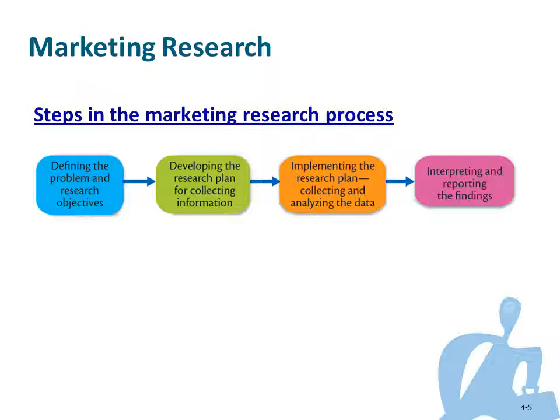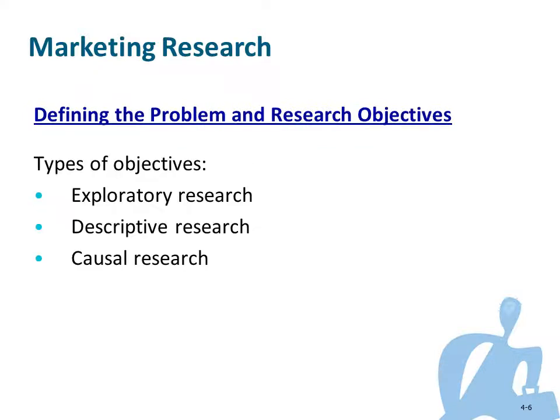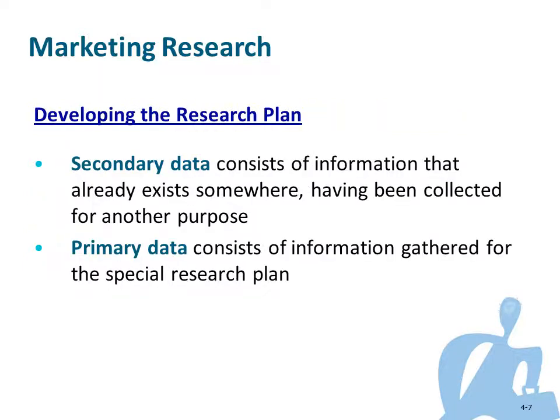Number 1, defining the problem and research objectives. The second step, developing the research plan for collecting information. The third step is implementing the research plan, collecting and analyzing the data, then interpreting and reporting the findings in the final step. And we defined the problem and research objectives and explained the types of objectives, like exploratory research, descriptive research, and causal research.